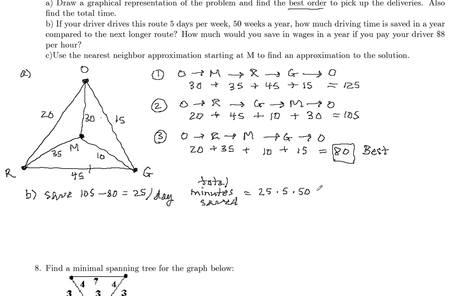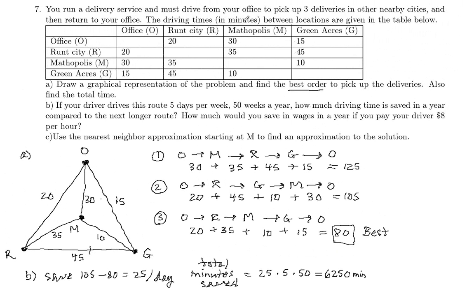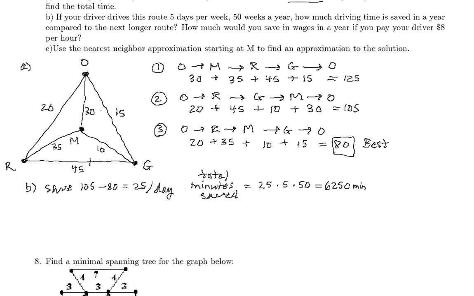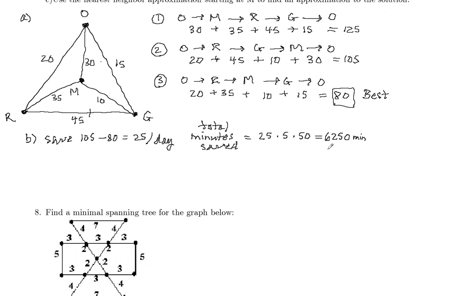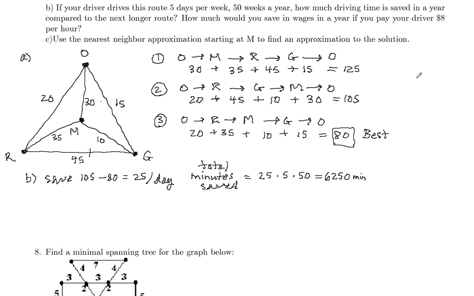And if you multiply those out on the calculator, you get 6,250. And that is minutes. Okay, because the table here gives driving time in minutes. So that's minutes saved, not miles saved. Okay, so that's the total minutes saved in a year. But the guy gets paid by the hour. So we need to figure out the hours that are saved. Because the driver gets $8 per hour. Man, that's not very much. So we need to take our 6250 here and divide it by 60 minutes in an hour.